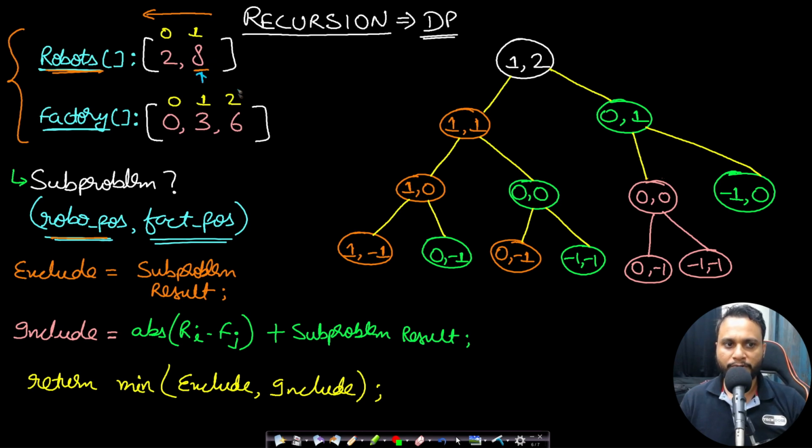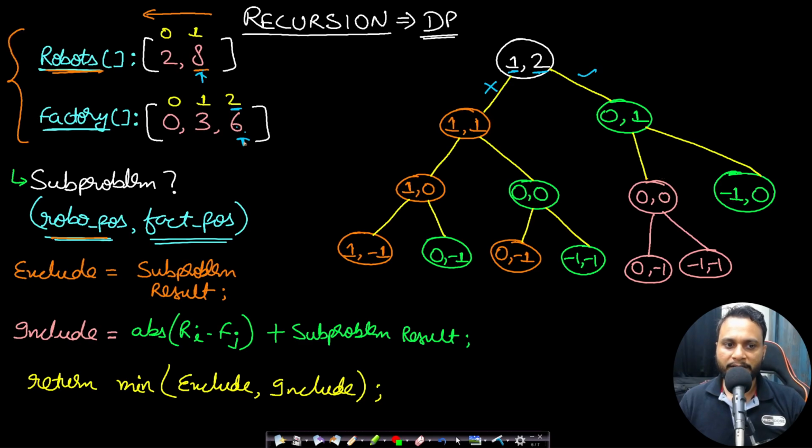This will be a robot position which is 1 and the factory position which is 2. And I will always have two options, whether this factory will be assigned to the robot or it will not get assigned. So the first possibility is not getting assigned, and the second possibility will be this factory gets assigned. So let's say that I try the first possibility, that the robot will not be assigned to factory number 2.